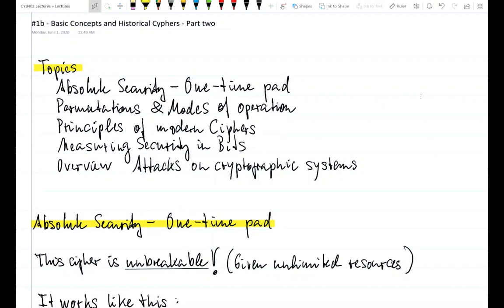So the topics that we're going to cover today are absolute security with the one-time pad, permutations and modes of operations, which are two abstractions that we use very often, principles of modern ciphers, measuring security in bits, and then I would like to give you an overview of attacks on cryptographic systems.